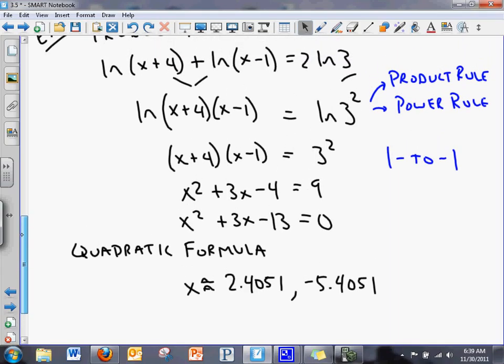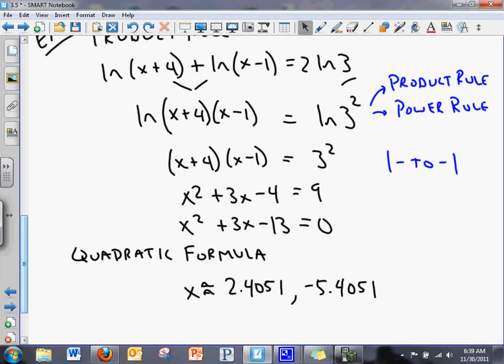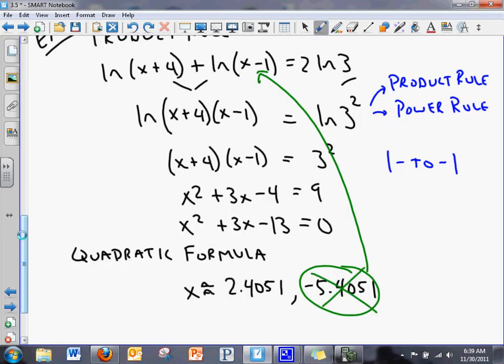All right, here's the key though. Remember, our domain for logs is that the inside of the log has to be positive. And if I plug the negative answer into that natural log, the inside is going to be negative. This is not a solution. It's an extraneous solution. This is my solution. So I plugged it back in, made sure they work, and that second answer, because it was negative, was not in the domain, so it's not a solution.